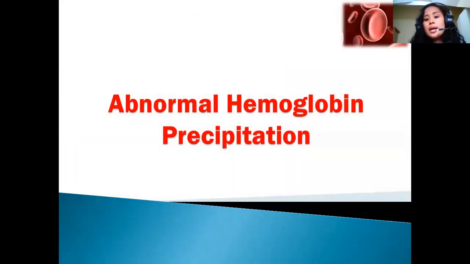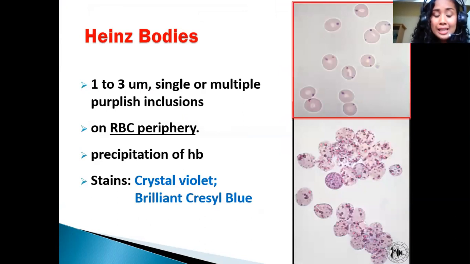The next is abnormal hemoglobin precipitation. So they will impact your hemoglobin. So next, first one, Heinz body. So 1 to 3 micrometers, single or multiple purplish inclusions. So it's not only one, yeah, but can be multiple. Usually on the periphery, nasa gilid. This is due to the precipitation of hemoglobin.